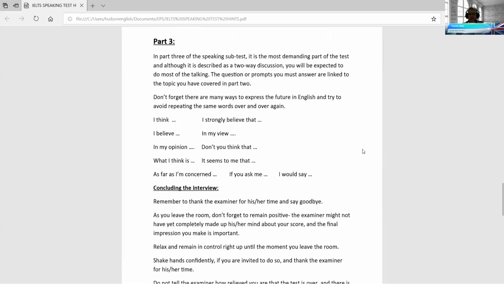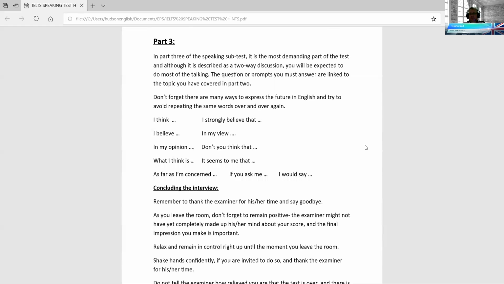The final part, part 3 of the speaking test, is the most demanding part of the test. And although it is described as a two-way discussion, you will be expected to do most of the talking. You're doing about 70% of the talking here. The questions or prompts you must answer are linked to the topic you have covered in part 2.